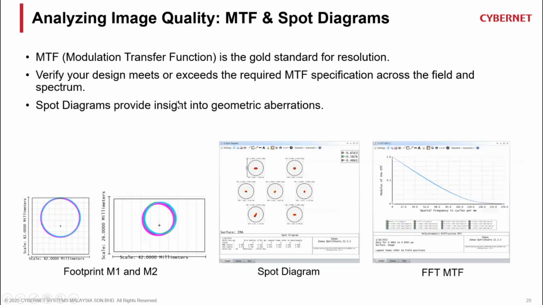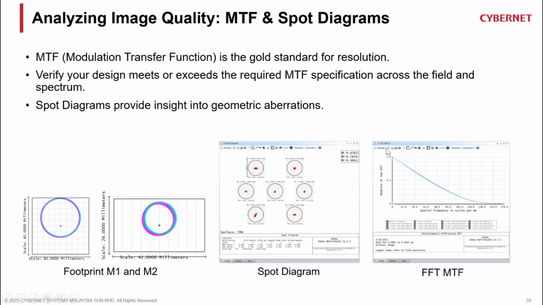Here are some of the image quality analyses. The example is the modulation transfer function, MTF, which refers to resolution and contrast. Second is the spot diagram, which provides insight into geometric aberration. The first one is the footprint, which is a cross-sectional view to check the light rays on the mirror side, what their footprint is. Next is the spot diagram. As you can see, the whole design is within the Airy ellipse, so it is under the diffraction limit.